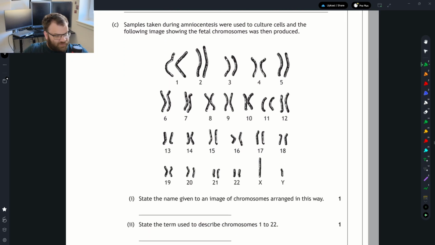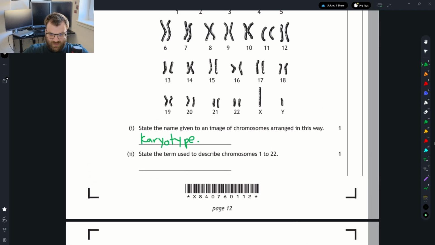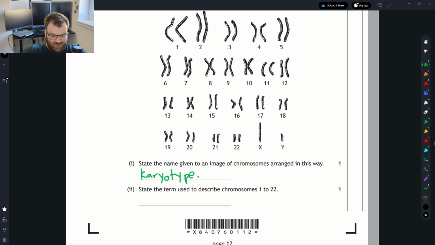In this one, we have got their karyotype. You get genotype and karyotype. Karyotype shows all the different chromosomes present. We have sex chromosomes, X and Y, and we have the autosomes. And that's when we're talking about autosomal genetic conditions.